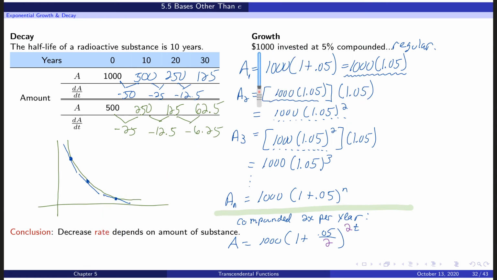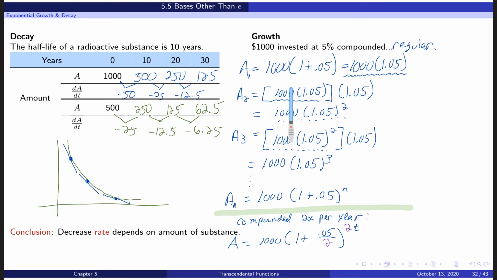For money, if you start with $1,000 invested at 5% compounded on a regular basis, after 1 year, you would have $1,000 times 1 for the original amount. You get to keep your $1,000, and then you're going to tack on an extra 5% of that 1,000 in interest. So after your first year, you have 1,000 times 1.05.